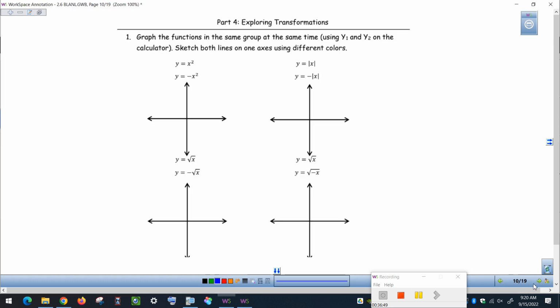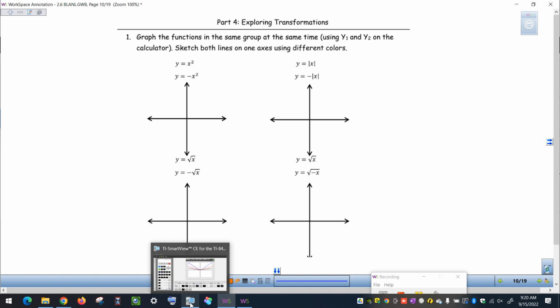So in part 4, we have something similar going on here, except now we're looking at 2 together at the same time. We're doing a lot of work with negatives. So we're going to see what happens if we have a negative out in front of our function compared to having a negative on the inside of our function. So let's take a look at each one of these.